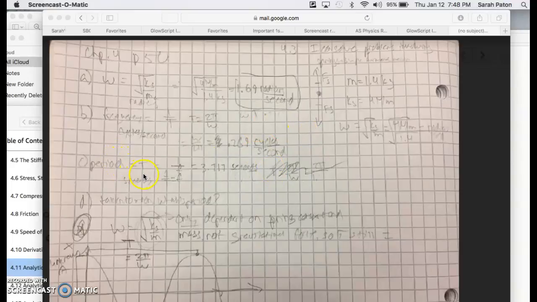Next, I simply found the period by doing 1 over the frequency to get 3.717 seconds.